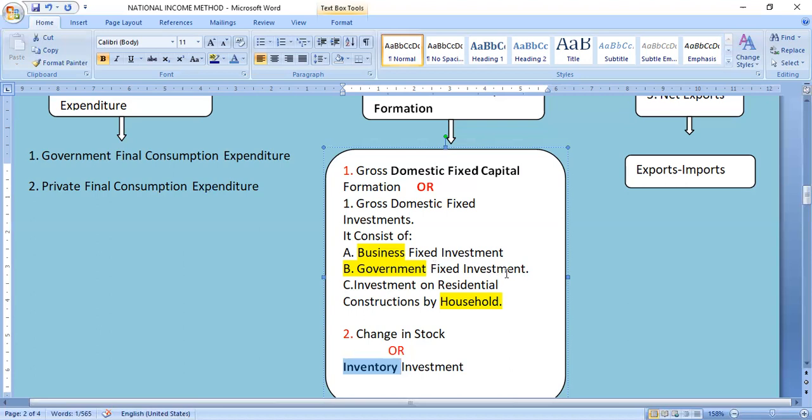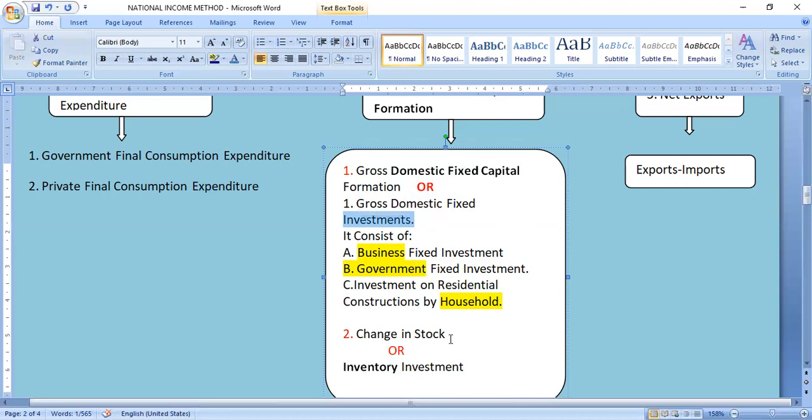The government plant, flyover, airport, bus stand also come in the category of government fixed investment. And business fixed investment may be the making of buildings, companies, infrastructure, power and energy. So this comes in business fixed investment. This comes in the category of fixed capital formation, gross domestic fixed investment.